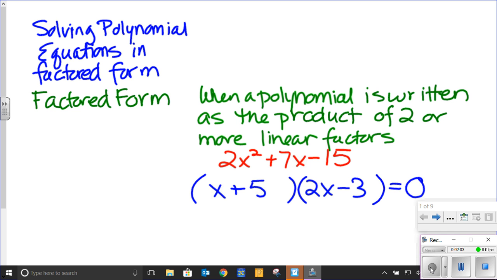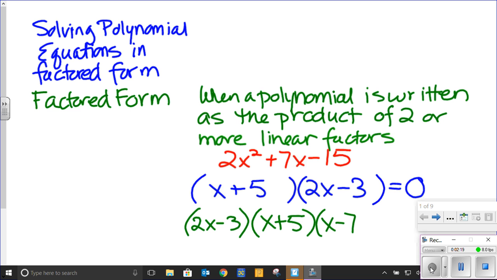So you could also possibly have 3 factors. If it was some other number, it might be something like this, 2x minus 3 and x plus 5 and x minus 7. You might have something like this, and again, it's going to equal 0. So this one has 3 factors.